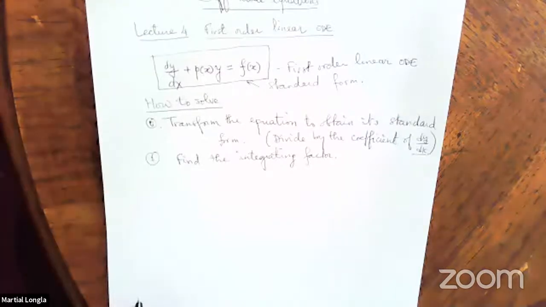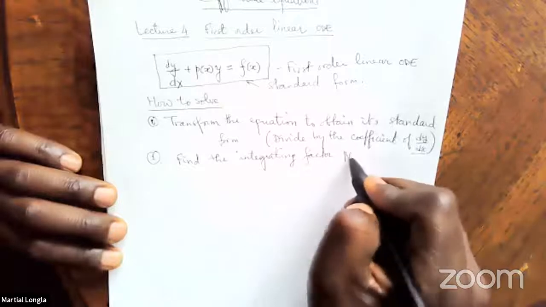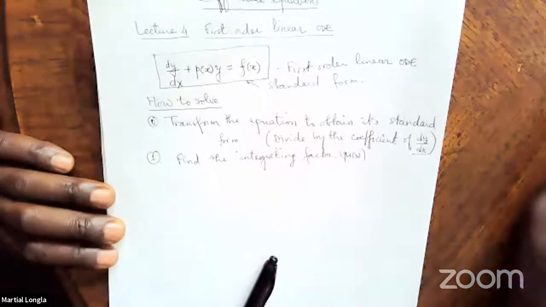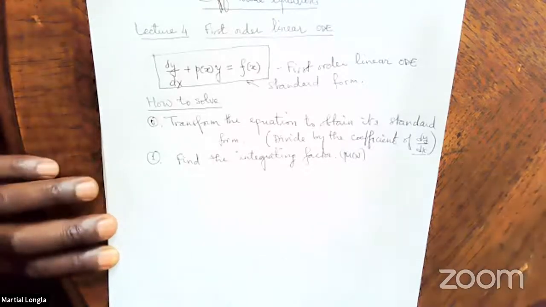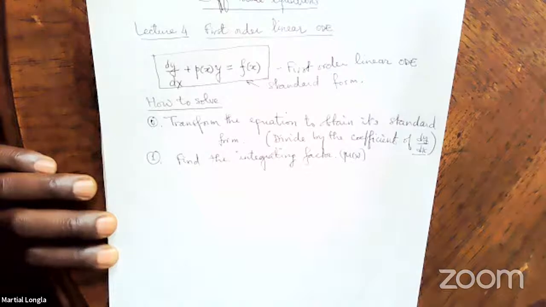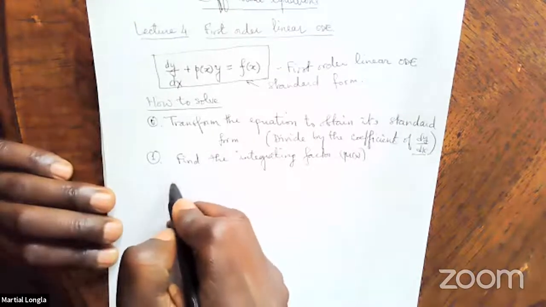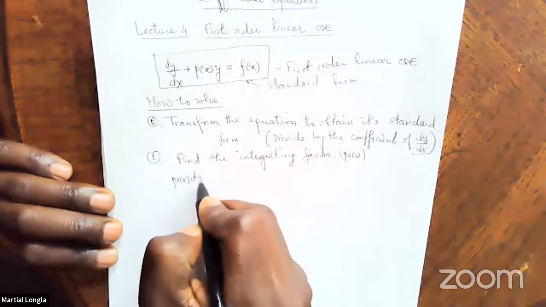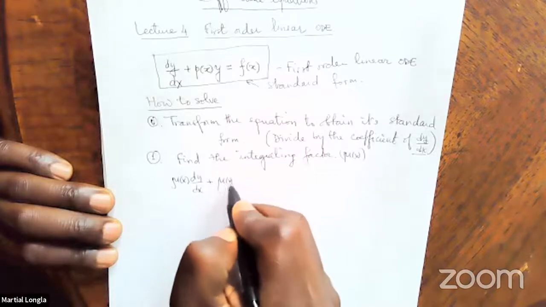So we want that left-hand side to be the derivative of one function. And so we need to find a function mu of x such that when we multiply this equation by the function, that left-hand side becomes the derivative of a function. So here, what we do is we multiply the whole equation by mu of x.